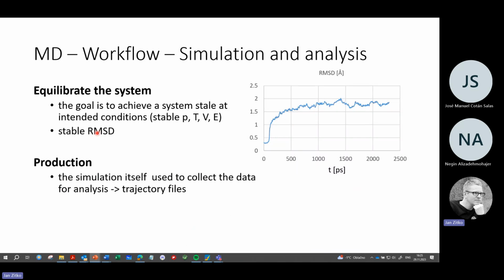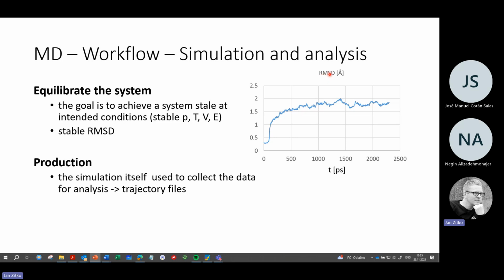Then you do the equilibration of the system. You have some phases which do the equilibration, and you are just monitoring some important properties of the system. Once they are settled and they start to oscillate around some equilibrium value, it means that your system is equilibrated, and from that point you can start your production phase of molecular dynamics. So what are the parameters that you can follow to determine whether your system is equilibrated or not? One of them is RMSD.